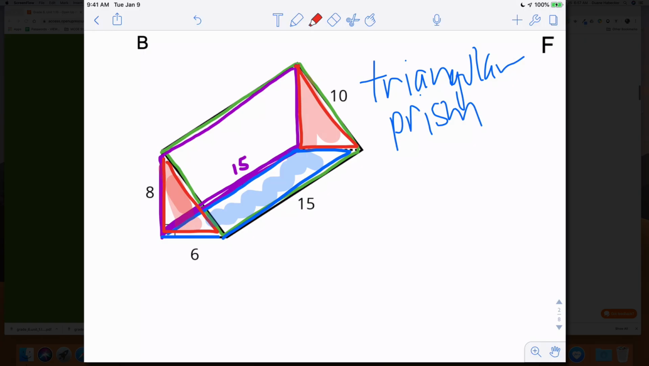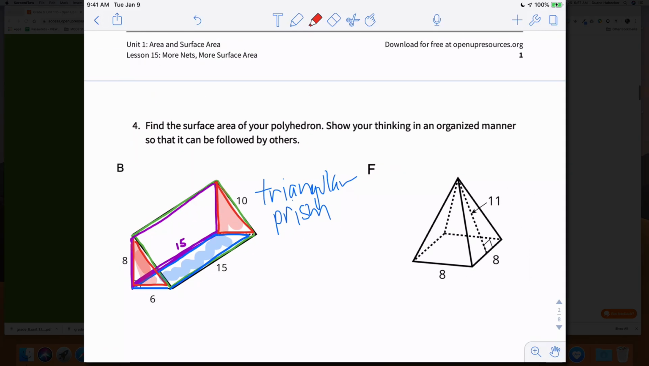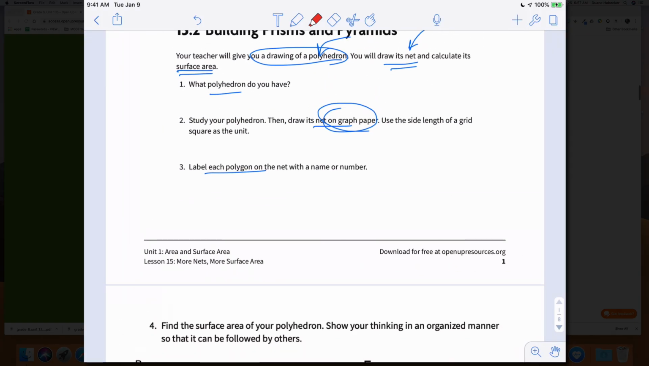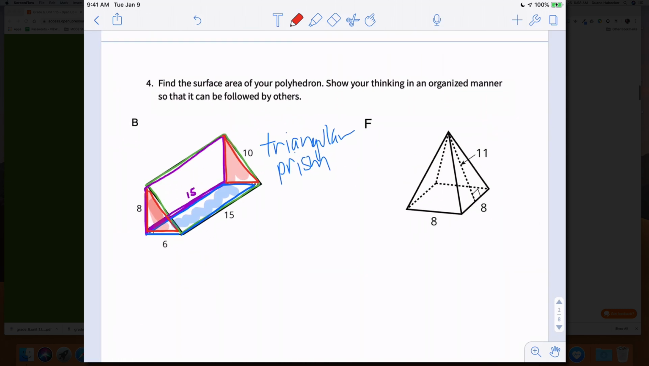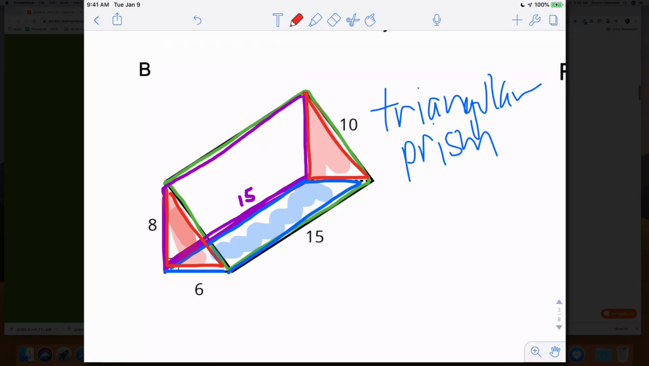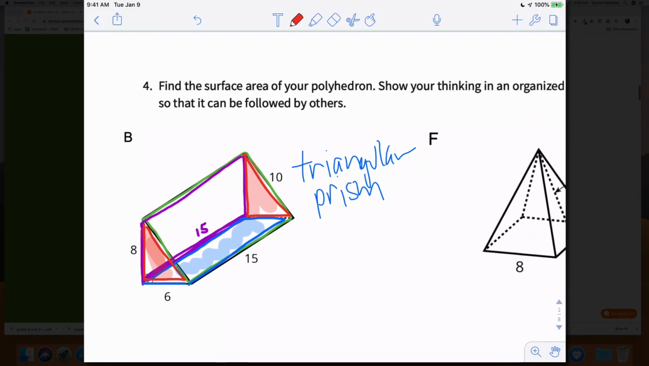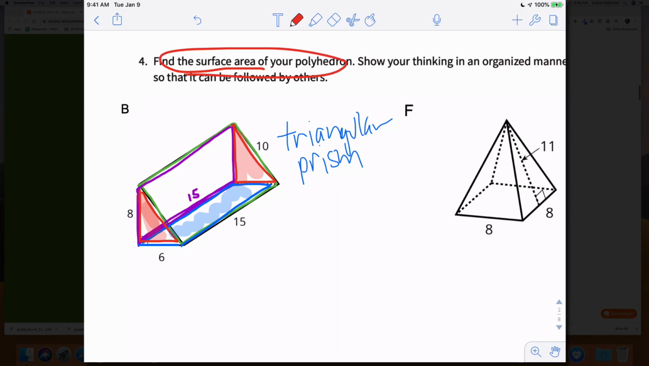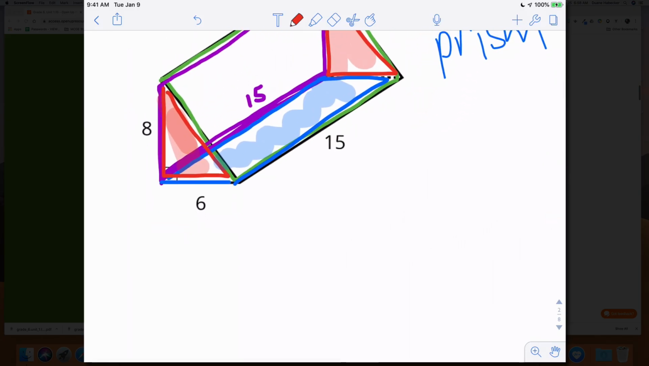And once we've identified the dimensions of each of those things, we want to draw them on graph paper to form a net. And then once we've got that net drawn, we want to label each face as a rectangle or a triangle or whatever that face is. In this case, they're all either rectangles or triangles. And then the last step is find the surface area. So we have these 5 faces. We have a rectangle.